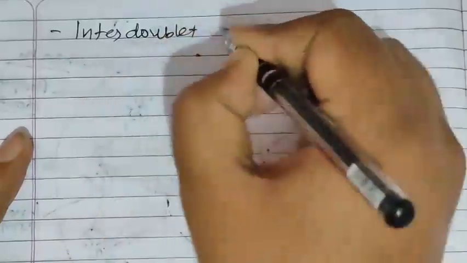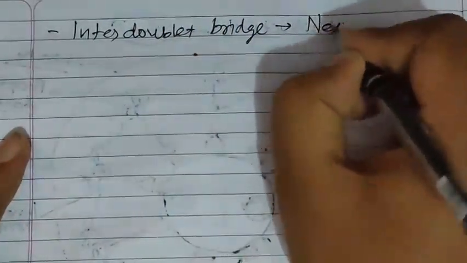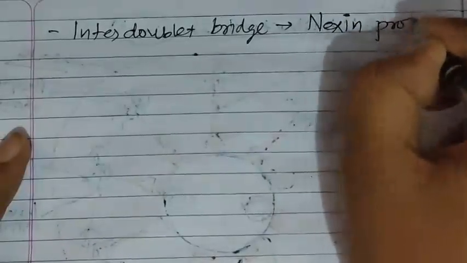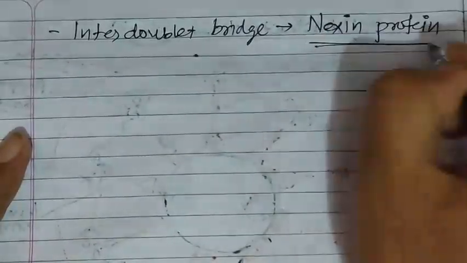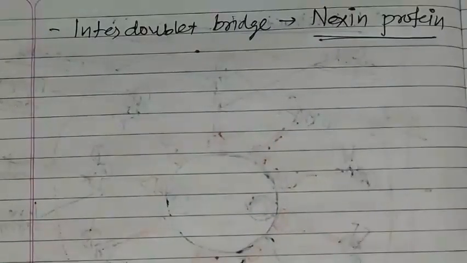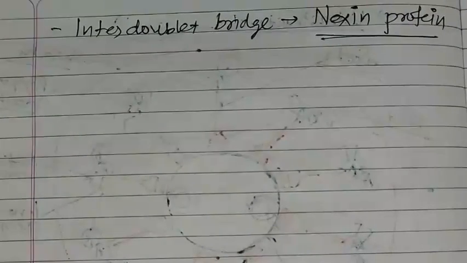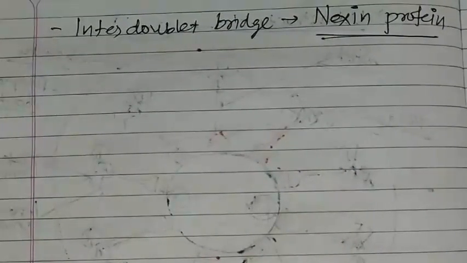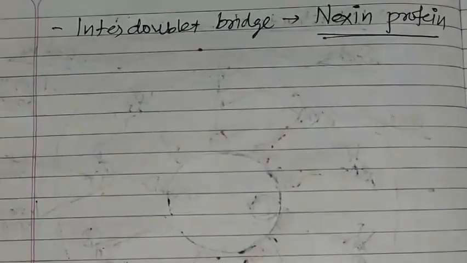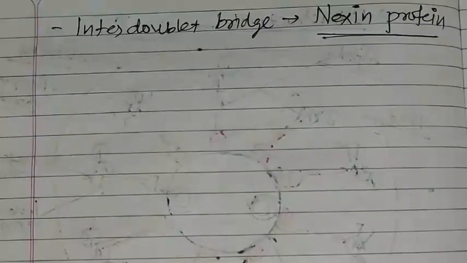Now the interdoublet bridges are made up of nexin protein. So remember the question which they importantly ask, that is about a particular protein, the dynein protein, which has ATPase activity. Which particular protein has ATPase activity? So you know that dynein protein has ATPase activity.